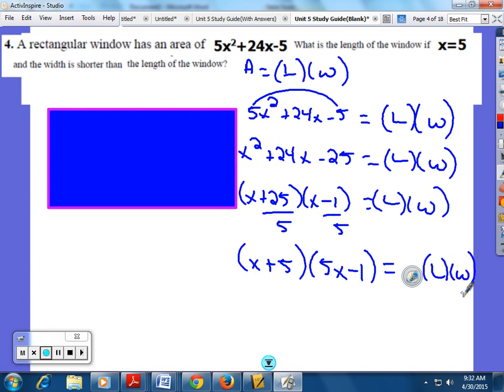Okay, now, so we have x plus 5 times 5x minus 1 as our length and our width. We don't know which one is which, though. We don't know which one is the length and which one is the width. So we're going to use what they gave us next to determine that. It asks us, what is the length of the window if x equals 5? Well, if x equals 5, we can find out what number that gives us. 5 plus 5 is 10.